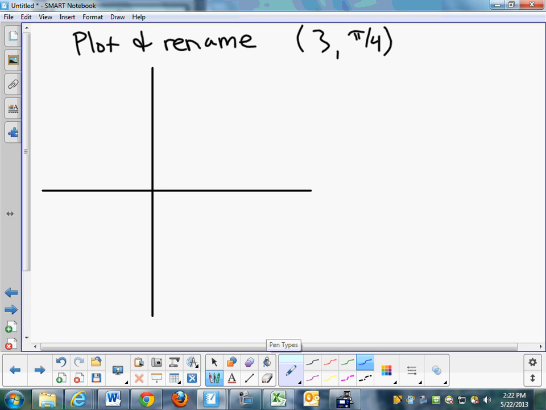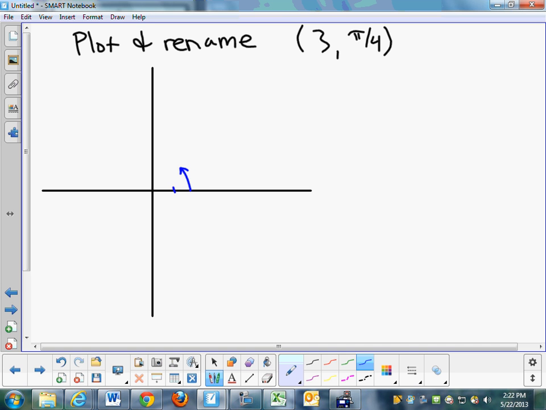When you plot polar coordinates, you should always do the angle first. Pi over 4. What quadrant does pi over 4 place me into? It places me in the first quadrant. Okay? So what I do is I turn pi over 4 units. Then I plot the radius. The radius extends 3 units.